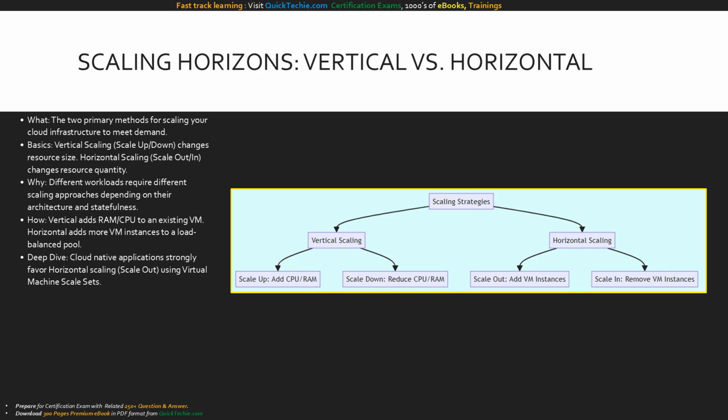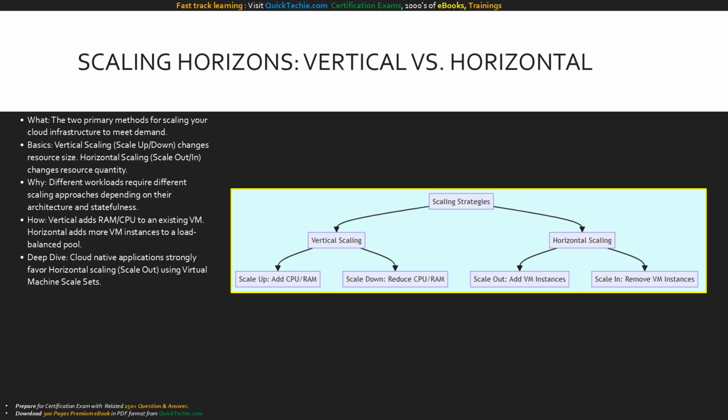From the top, we diverge into our two main paths. On the left branch, we have vertical scaling. You can see this splits into scale up by adding CPU or memory to an existing machine and scale down by removing them. Remember, vertical scaling modifies the size and power of a single instance.